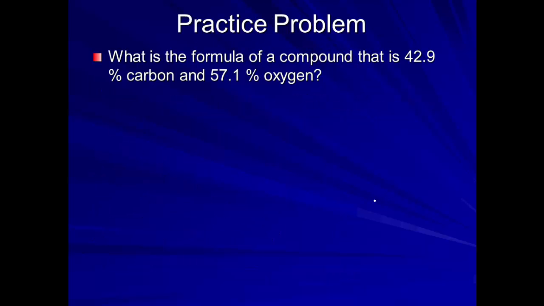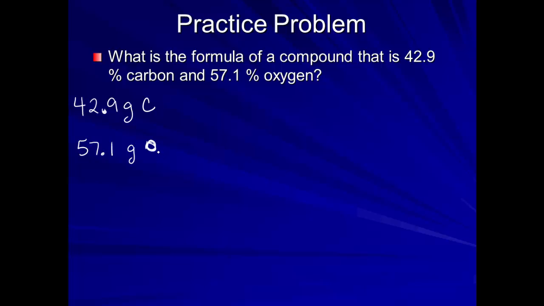All right, so let's do another practice problem together. What is the formula of a compound that is 42.9% carbon, 57.1% oxygen? So the first step is percent to mass. So we take the numbers, so 42.9 for carbon, and just put a gram on it. And that's the first step. Oxygen is 57.1%, so we change it to grams of oxygen. So that was the first step, percent to mass.